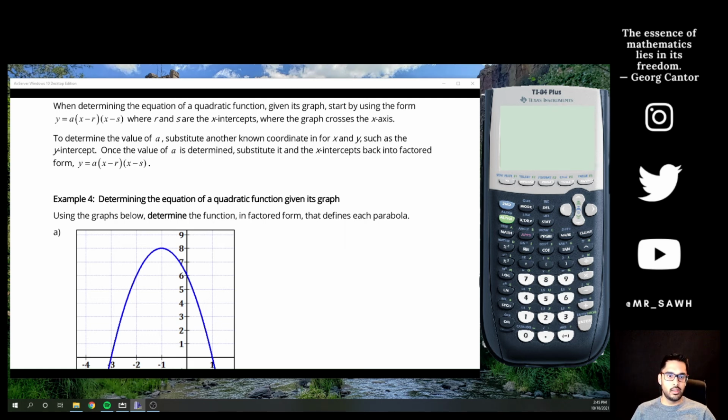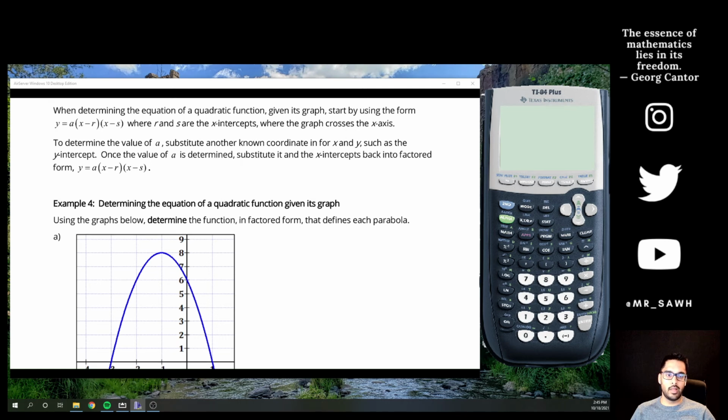So there's some instructions up on the top that will help, and it says when determining the equation, start by using the form that looks like this, the factored form of it, where we're going to assume that we have something on the outside, that a is a common factor. Sometimes it's 1, sometimes it's not. So let's assume that it's not until we can find out what it is. Assume you have something other than 1.